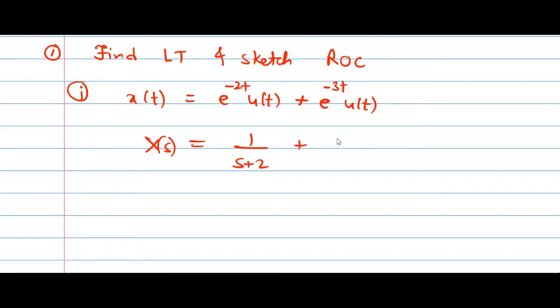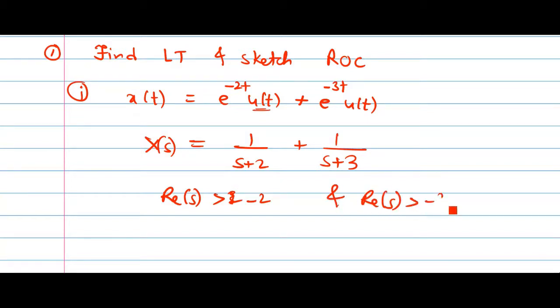e raised to -3t u(t) has Laplace transform 1 upon s plus 3. So the ROC will be, for s plus 2 with u(t), real of s greater than -2, and here real of s greater than -3.